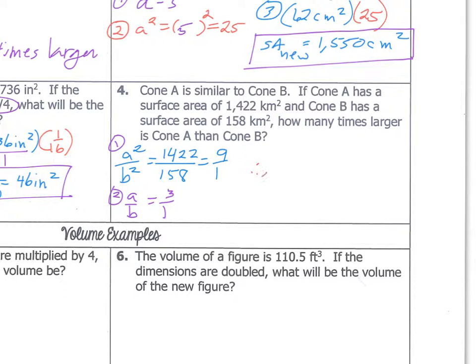Therefore, cone A is 3 times larger than cone B. Oh, that looks really good, huh? Except for the "then."